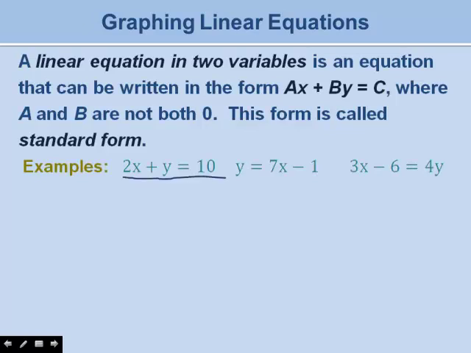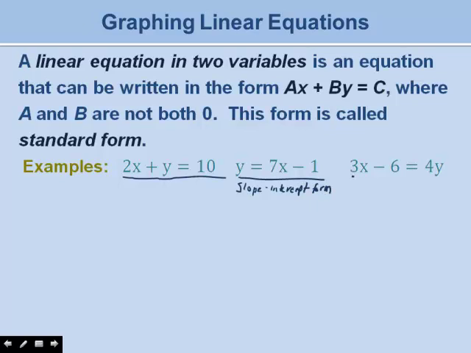This first one here is, because we have both the x and the y terms on the left side and only a constant on the right side. The second one here is not written in standard form because the y term is on one side and the x term is on the other side. This one would be written in what we call slope-intercept form.